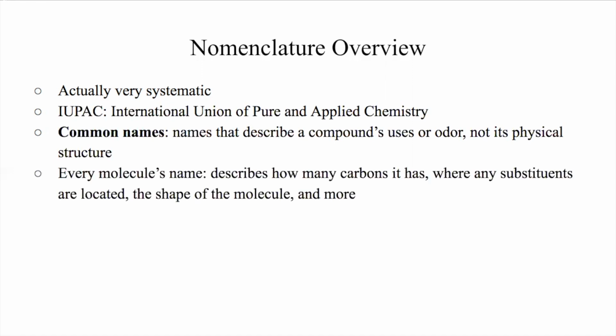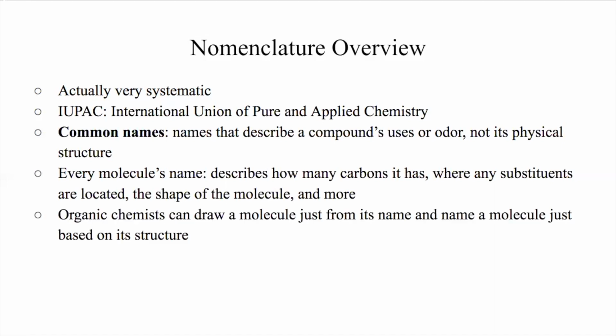Now, every organic molecule has a name that specifically describes how many carbons it has, where any substituents are located, the shape of the molecule, and so on. Not only can organic chemists draw a molecule from just its name, but they can also name a molecule based on its structure, and every other organic chemist will be able to replicate it. There are just a few simple steps to learn, and then you'll be able to do this too.